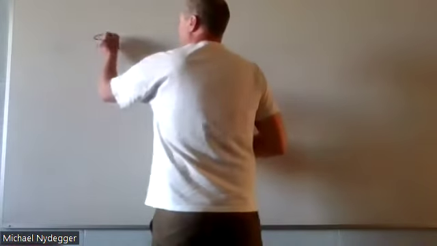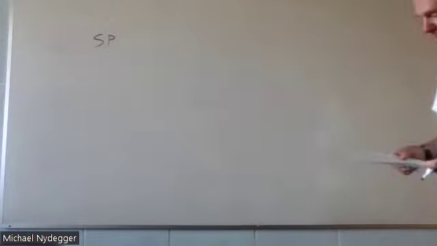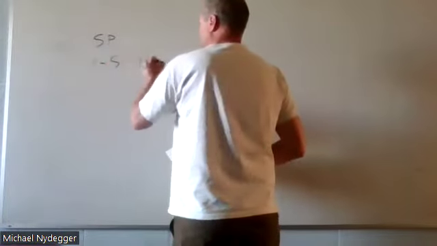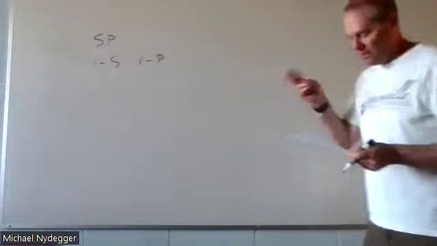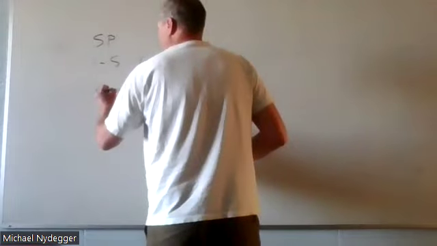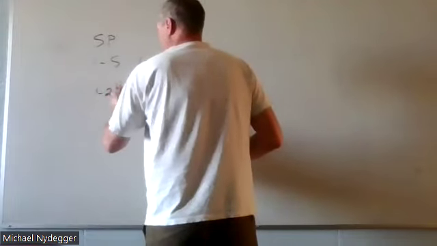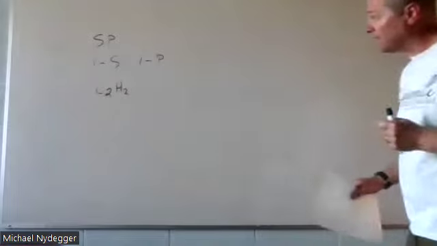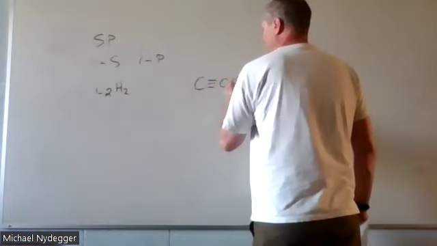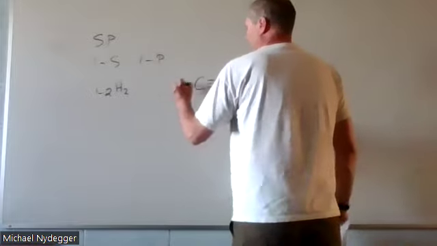And the last hybridization we have is going to be sp. Now that's going to be 1s and 1p. And that's going to give us 2 atomic orbitals. An example of that is going to be acetylene. So acetylene is an example of that. And this is carbon, carbon, hydrogen, hydrogen.